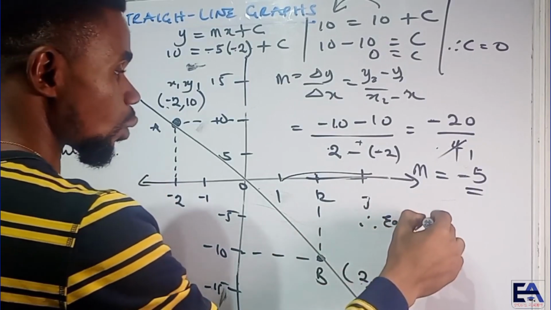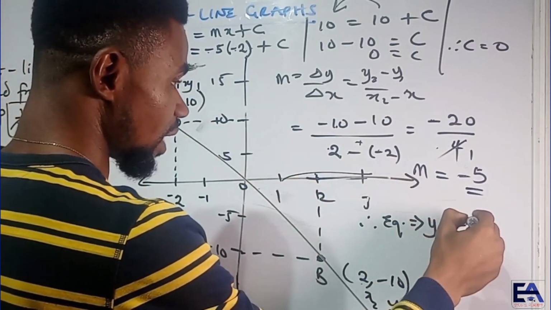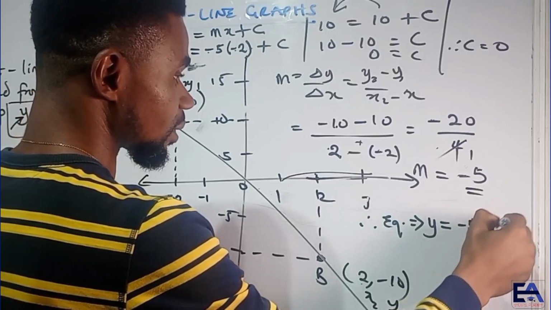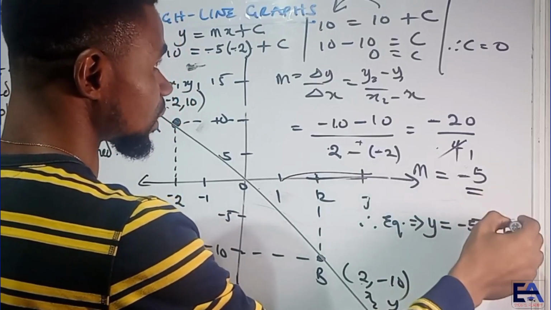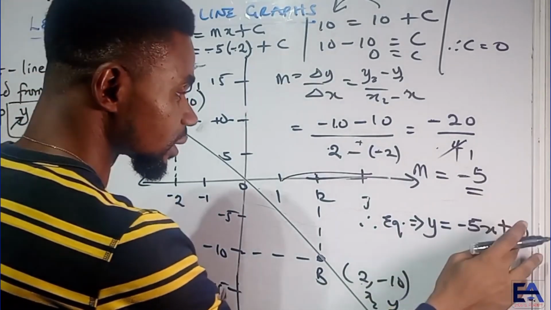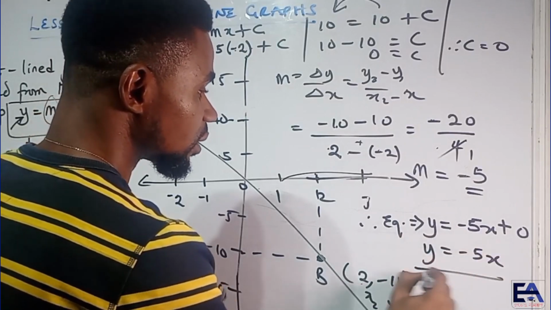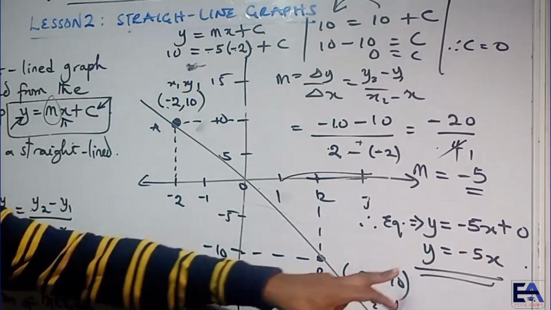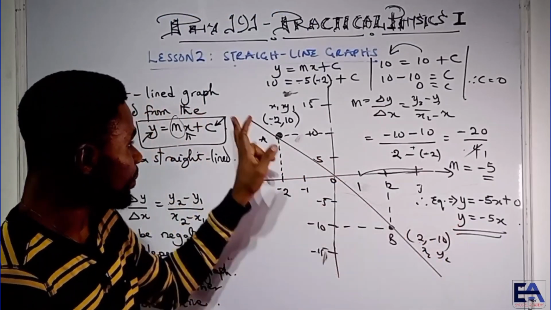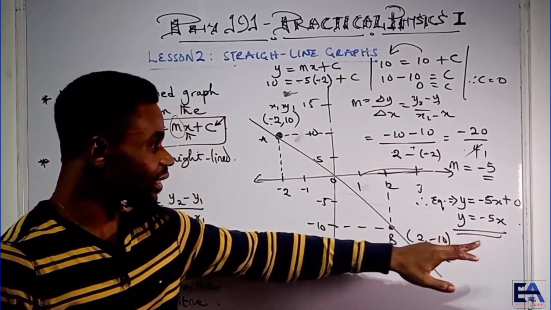is what? y is equal to mx plus c, where m is our slope. Our slope is minus 5. And our intercept is what? Is 0. Okay, good. So, or you can just say y is equal to minus 5x. This is the equation of the line that produces this graph. The slope is negative, and then the intercept is 0.